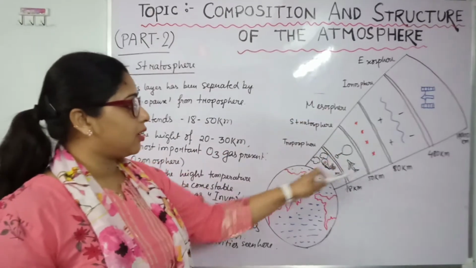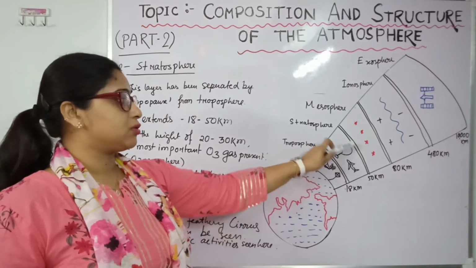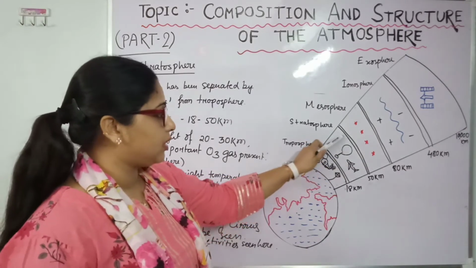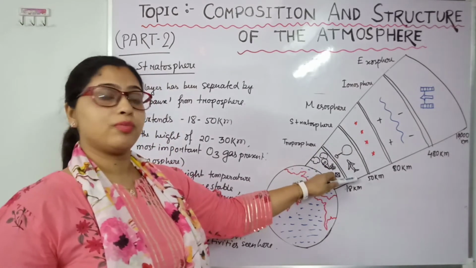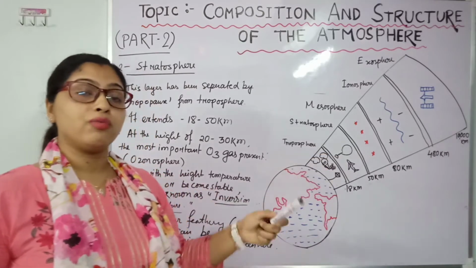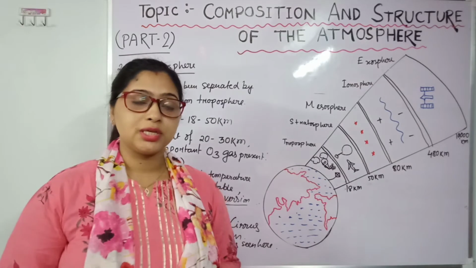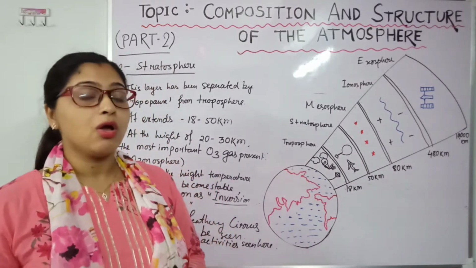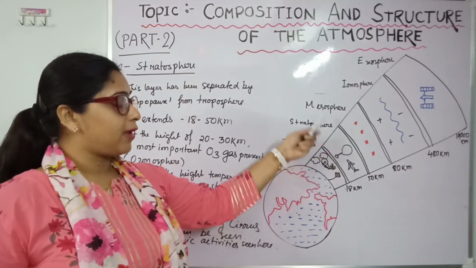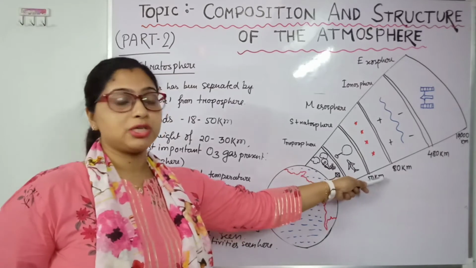From this diagram you can see a weather balloon, which is used to fly or move in this layer, and aeroplanes can also be seen in this stratosphere layer. The weather balloon is used to collect different weather conditions, such as pressure, humidity, or weather reports. Planes basically fly in this stratosphere layer, which extends from 18 to 50 kilometers in height.